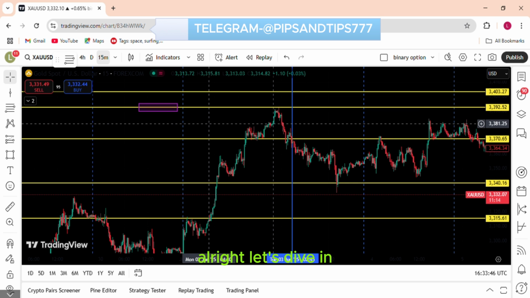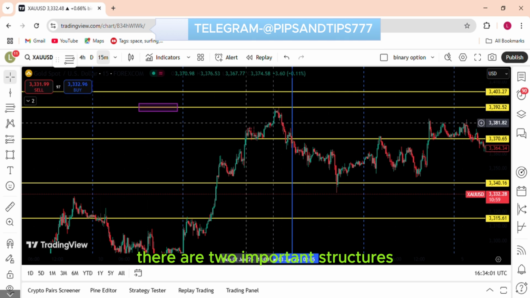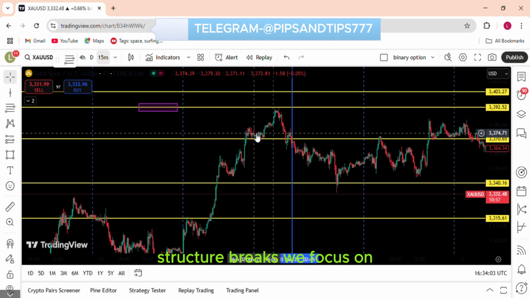Alright, let's dive in. So with the market structure, like I've been saying, we need to understand market structure. The market structure doesn't move randomly. It moves in patterns. There are two important structure breaks we focus on, which is the change of structure. This is the first clue that the trend is shifting.